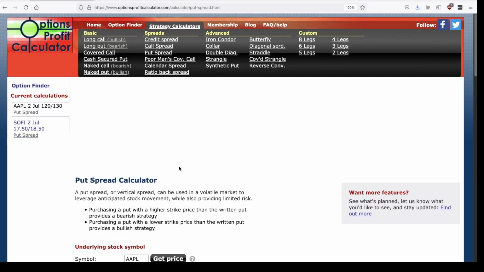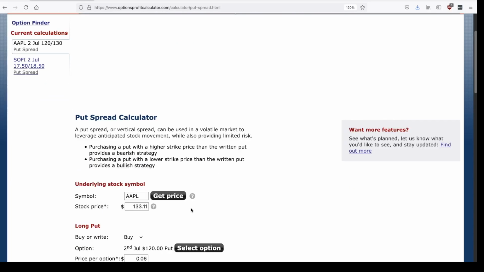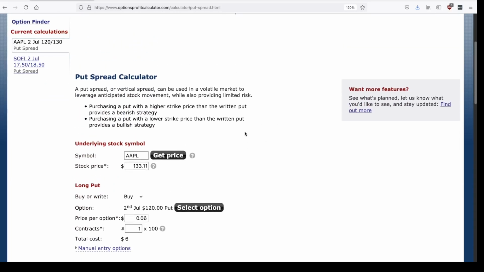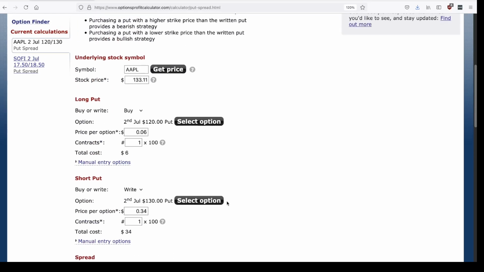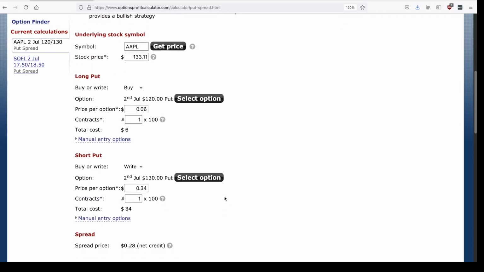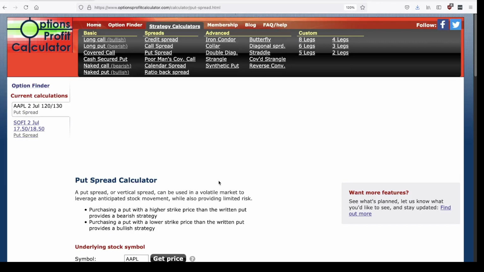And I think that pretty much covers this. Use this website. It's great for figuring out how all these option strategies work. You could play around with putting in different strikes, different lengths of contracts, and you can see how those work. This is a great strategy. I do it from time to time.